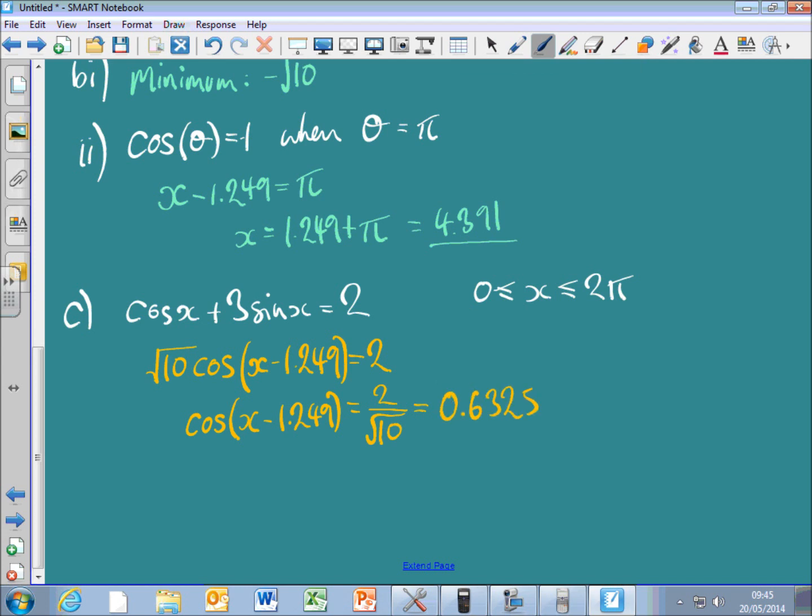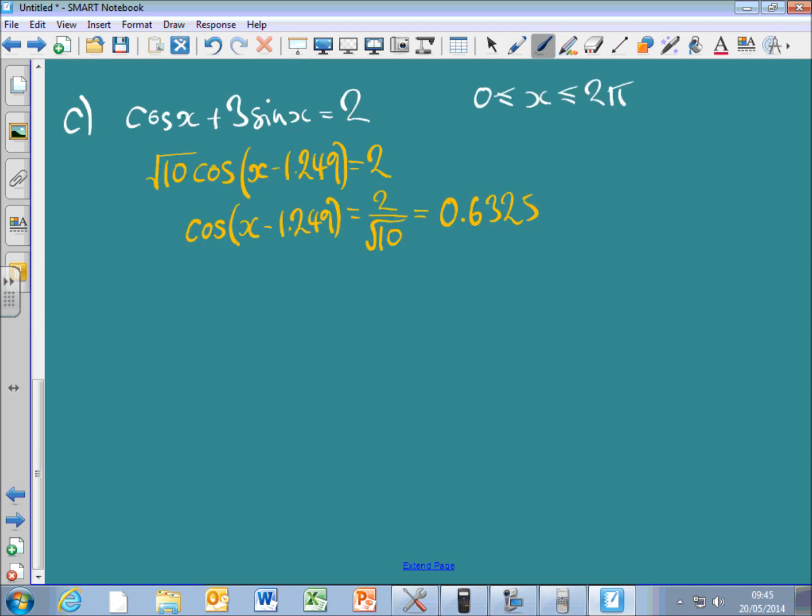So we're going to try and find the solutions that make that true. We're going to do this by substitution. Let u equal x minus 1.249. And so we're going to solve cos of u equals 0.6325.